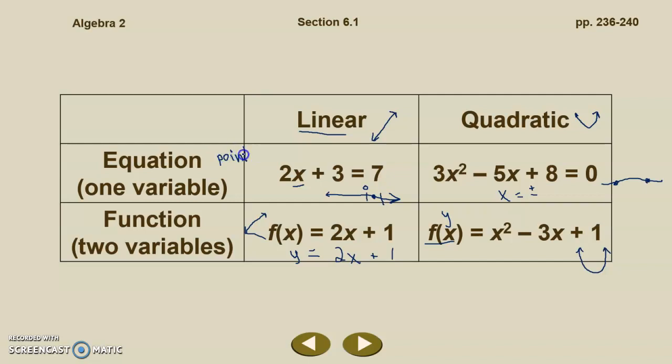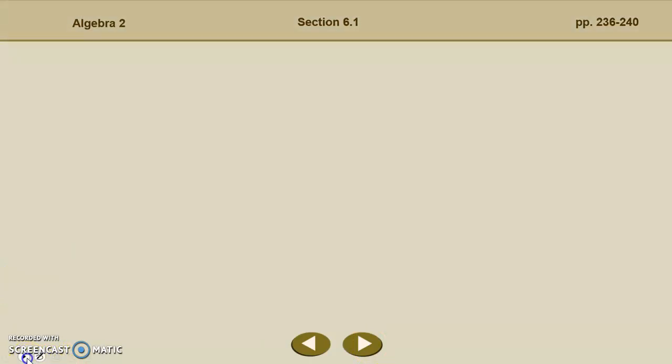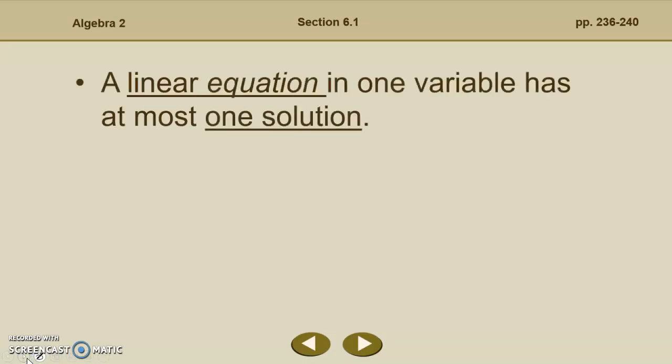Remember that an equation gives you a specific point or points, and a function helps you to draw a line. Whether it's a straight line or a curved line, it helps you plot multiple points and then connect the dots to draw a line. Now we've done quadratic equations already, so now we're turning our attention to quadratic functions.